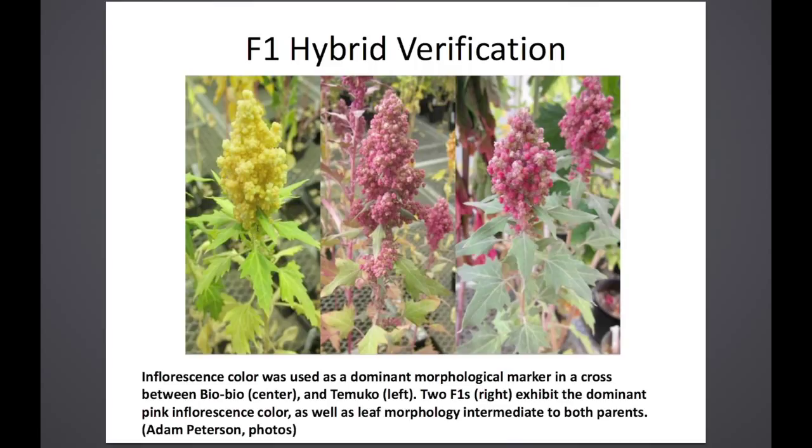So this picture shows Temuco here, this yellow flowering variety on the left, and Bio Bio, this red flowering variety in the middle. And then these are two F1 progeny. It's a little hard to see in this picture, but they're more pink than they are red, so it's more of an intermediate type. But because the red seed coat color is largely dominant in the F1, we do see this red color here.